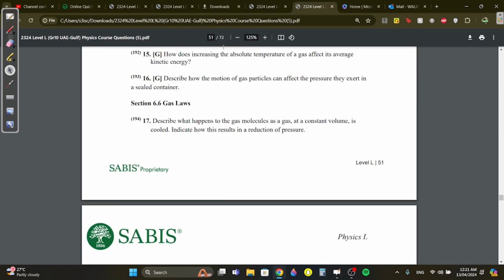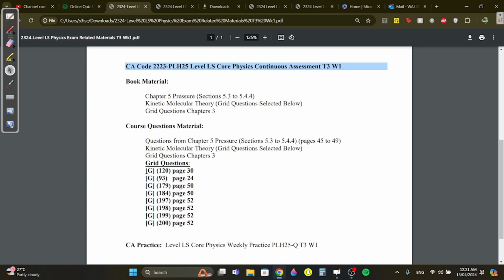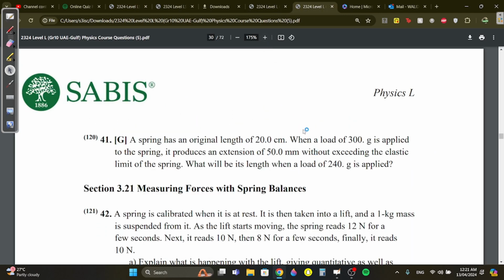Page 30. Was it 120? Yeah, this one. A spring has an original length of 20. I think the answer in the exam was 25, but let's solve this. A spring has an original length of 20. When a load of 300 is applied, it produces an extension of 50. What will the length be when 240 grams is applied?